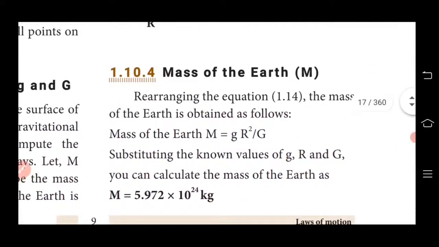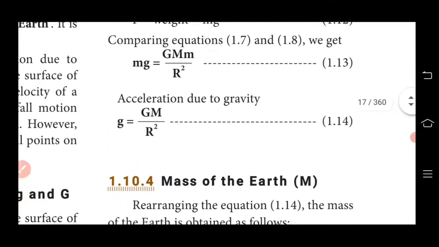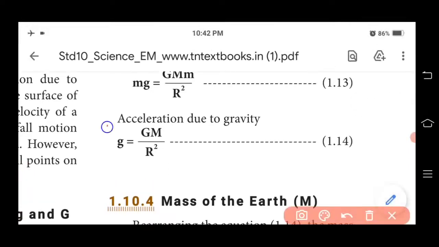Students, we can easily calculate the mass of the earth by rearranging equation 1.14. So what is equation 1.14? g equal to GM by R square. Small g is nothing but acceleration due to gravity. Capital G is the universal gravitational constant. Capital M is the mass of the earth, and capital R is the radius of the earth. So by rearranging this equation, we can calculate the mass of the earth.